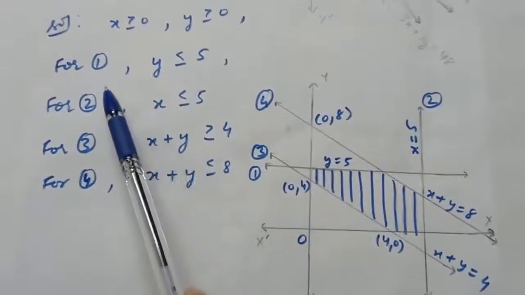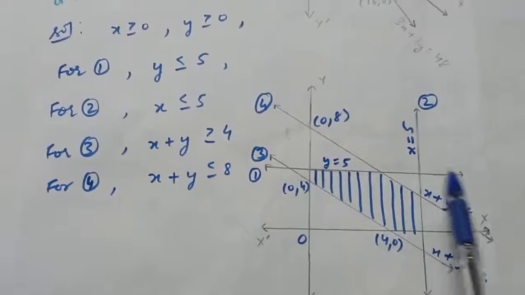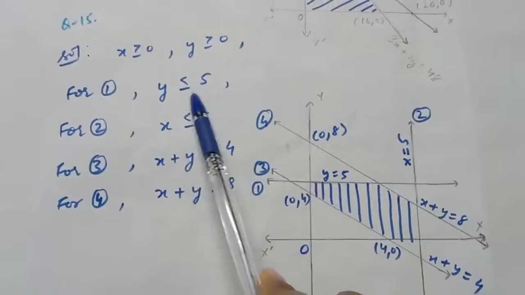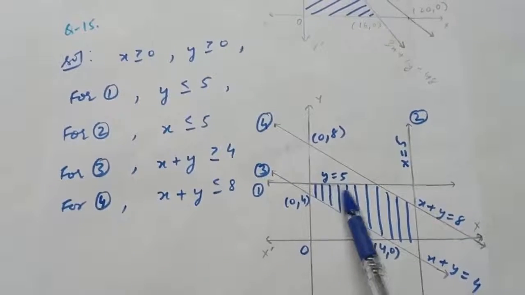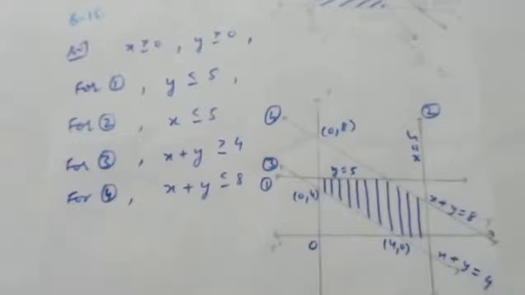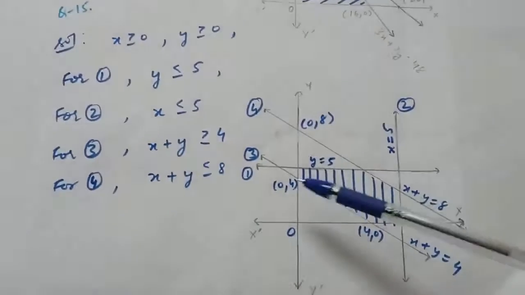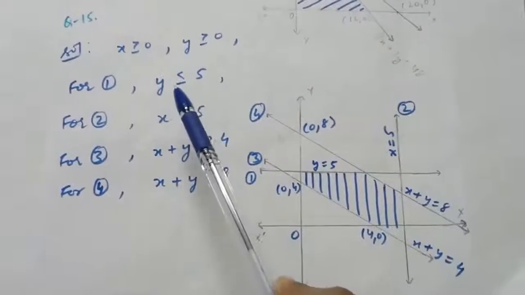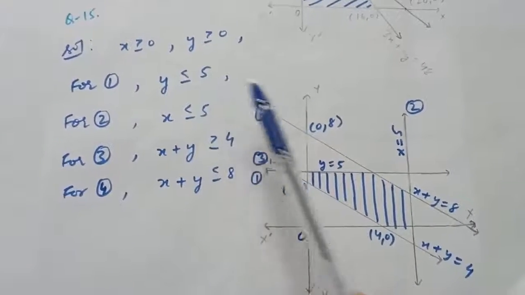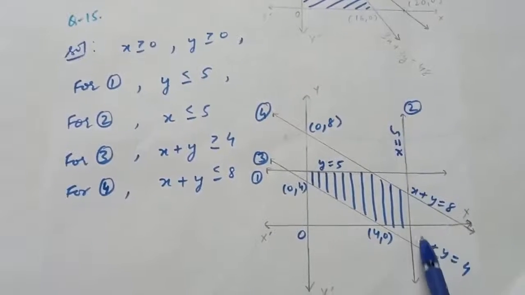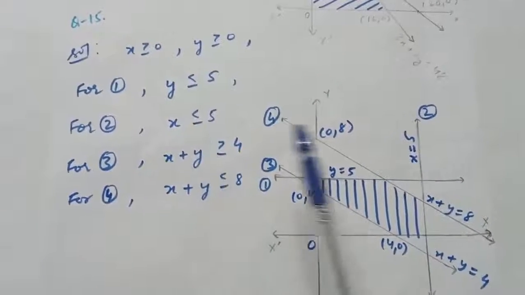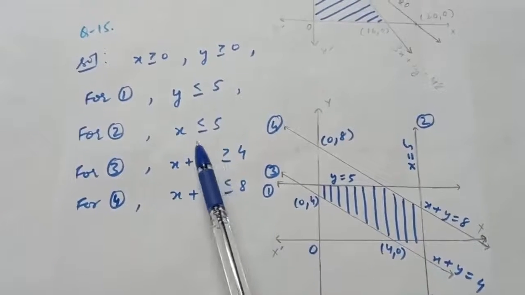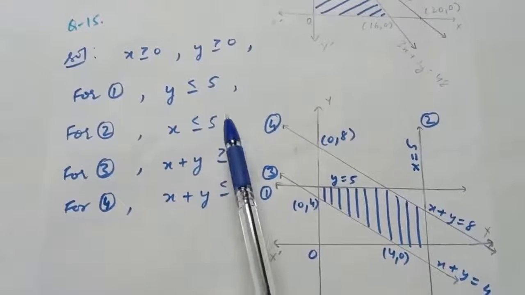Now for line 1, which is y equal to 5, because this line is solid, therefore equality will come. Also y is equal to 5 and here y is less than 5, right? Because y will be 1, 2, 3, 4. So here y is less than 5. So for 1 you will get y less than or equal to 5. Now for the second line, it is solid, so equality will come. Also the shaded portion is on this side, so x is here less than 5. So for the second, x is less than or equal to 5.